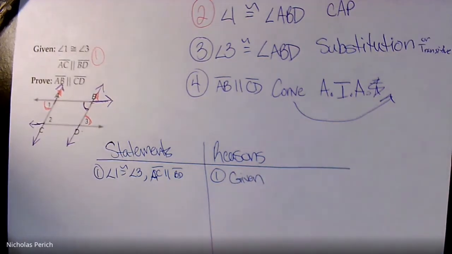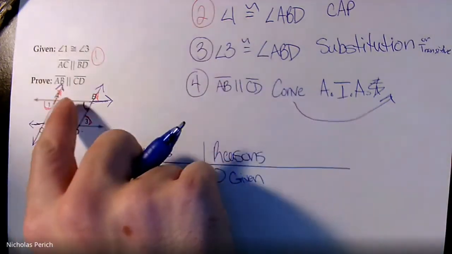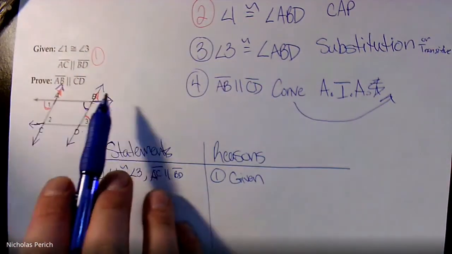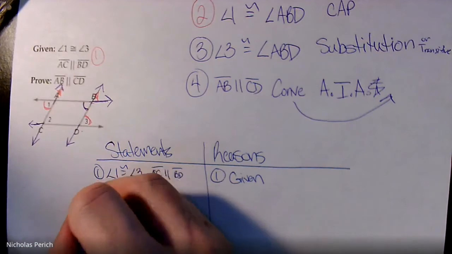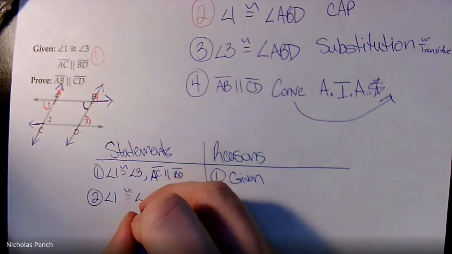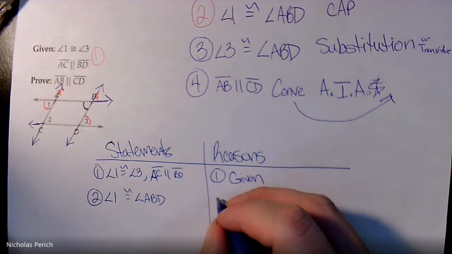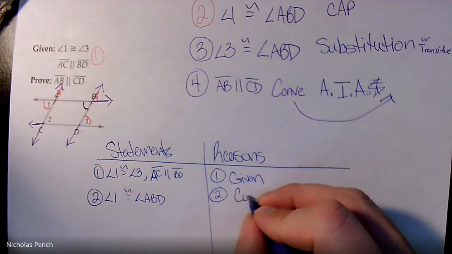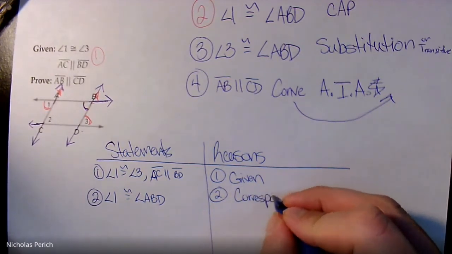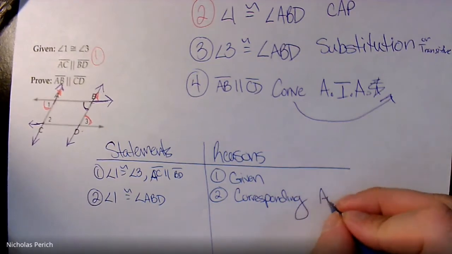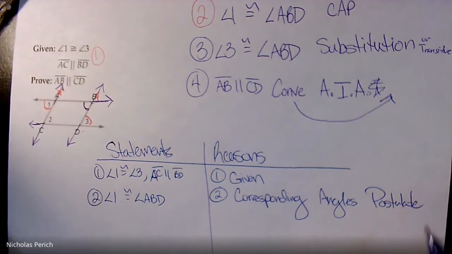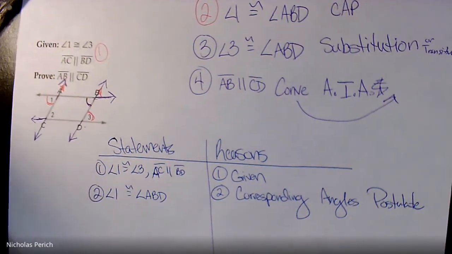It's my given. Statement 2: I said that since these are parallel, angle 1 is equal to that angle right there, and that angle is called ABD. So angle 1 is congruent to angle ABD, and I used the corresponding angles postulate, something we learned the other day.